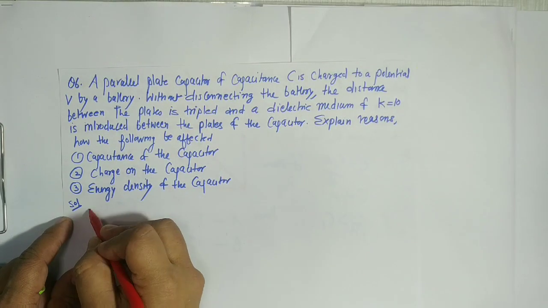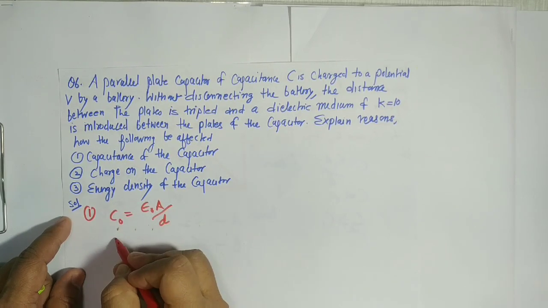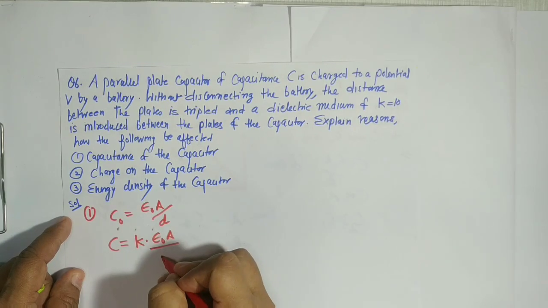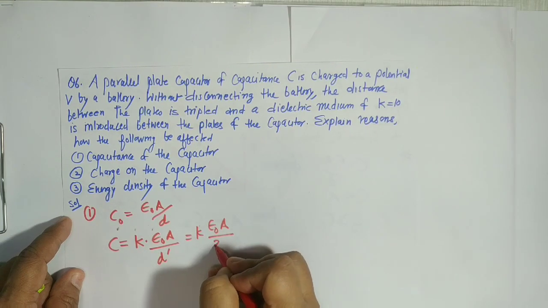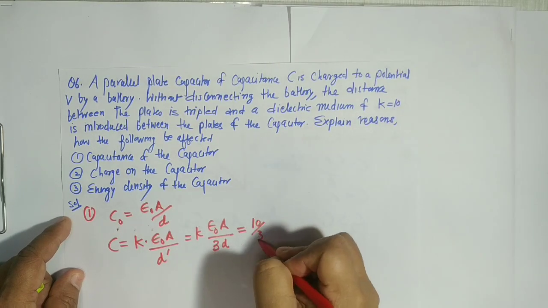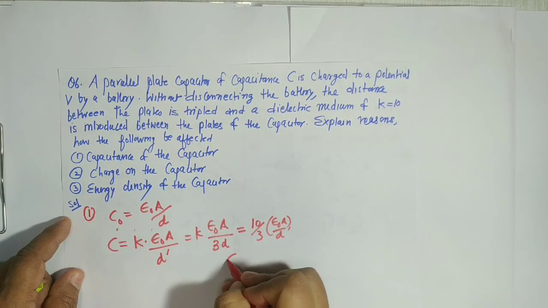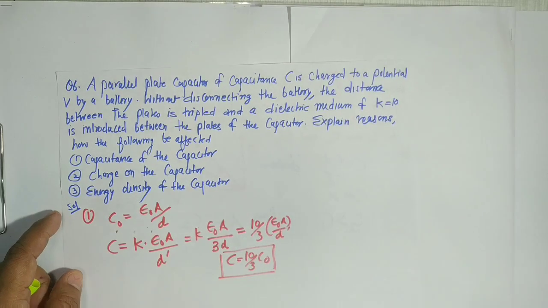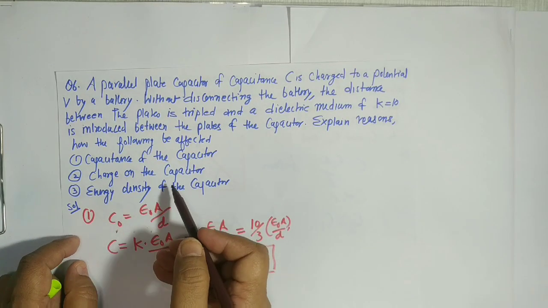So one by one we can say, what is the capacitance in air medium? Epsilon naught A by D. What is it in the new medium? It will be K times epsilon naught A by D dash. So what is D dash here? You know that it has become 3D. So K is 10. So 10 by 3 times epsilon naught A by D. So we can say that C is 10 by 3 times C naught. So the first answer we get here is this. Okay, got it?